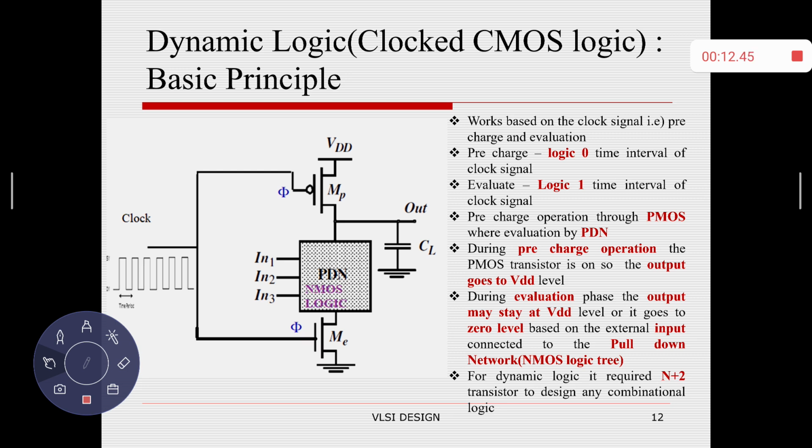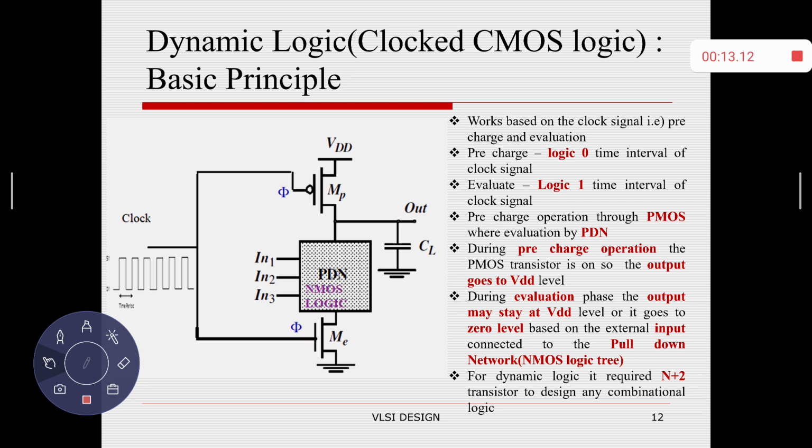So first let me explain the pre-charge operation. Pre-charge happens during the clock 0 time interval. When the clock input is 0, only the PMOS transistor is connected and the NMOS transistor ME is disconnected. Since the PMOS transistor is connected, the VDD level through transistor MP is stored across the capacitor CL. So the output will stay at the VDD level.